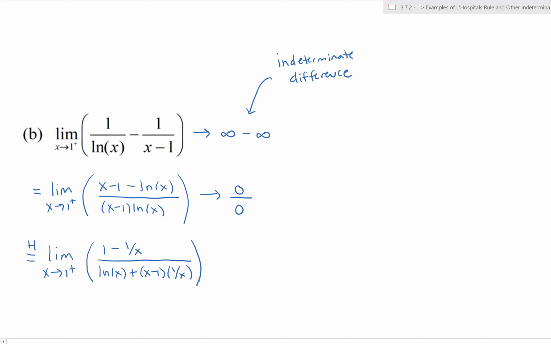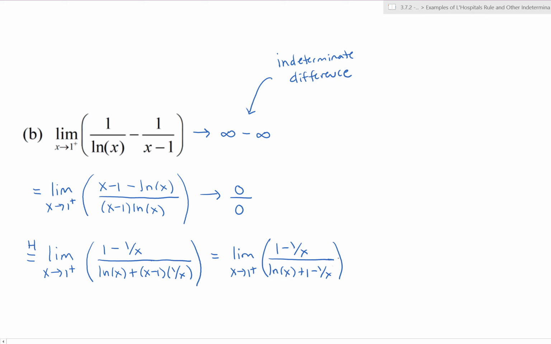Let's just make that a little bit more clean there. Now I'm just going to rewrite it a little bit more by multiplying the x minus 1 times the 1 over x to get the limit as x goes to 1 from the right of a 1 minus a 1 over x, all divided by ln of x, and then plus, notice x times 1 over x is just a 1, so plus a 1, and then minus a 1 times 1 over x, so minus a 1 over x. So what's going on there?